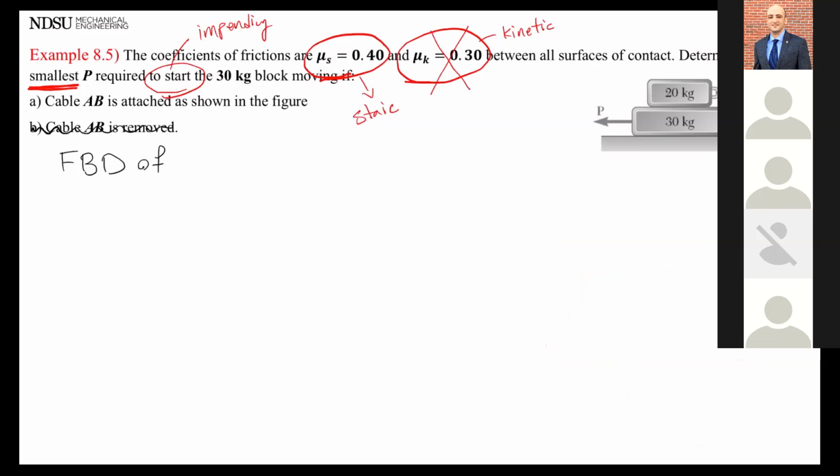Of what? The 30 kilogram block. Okay, so block B. What else? Then we needed a block A as well. Block A as well, yeah. So there are only two blocks.